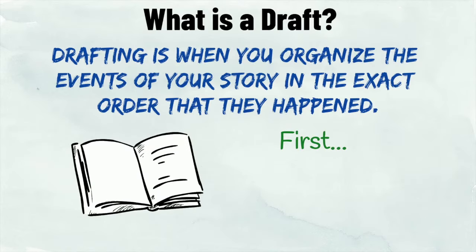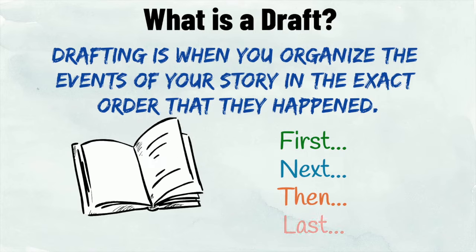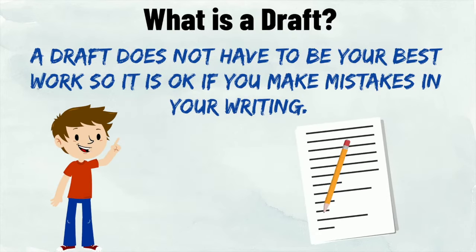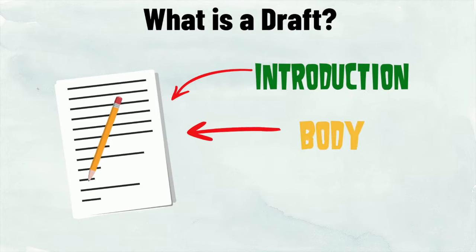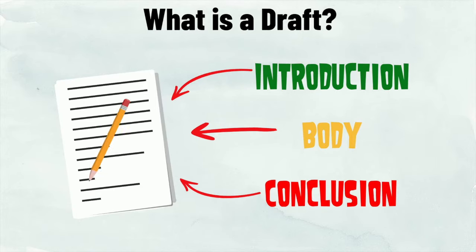Drafting is when you organize the events of your story in the exact order that they happened. A draft does not have to be your best work, so it is okay if you make mistakes in your writing. This part of the process is when you write the introduction, the body, and the conclusion of your story.